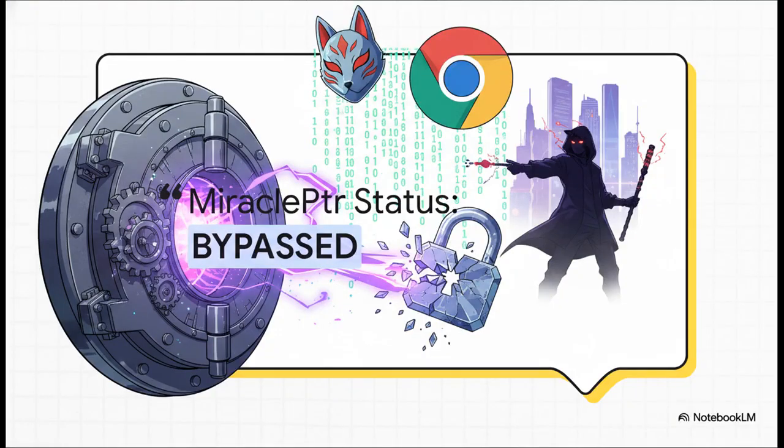And here you have it, the payoff. This is a line taken straight from an actual security log. MiraclePtr status bypassed. They did it. They defeated one of Chrome's most advanced memory protections. The vault door is wide open.